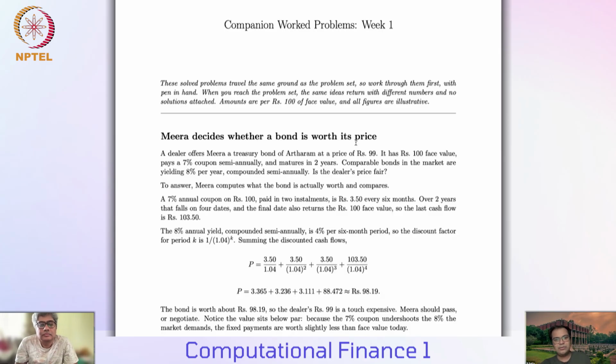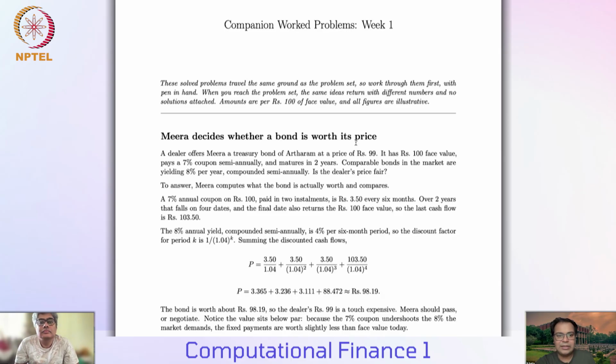Let's imagine that we have Mira, who is in a place called Artharam. It's a place that we have made up. There is a treasury bond of Artharam that is being offered to Mira at a price of rupees 99. So, what are the features of the bond? It has 100 rupees face value, pays a 7% coupon semi-annually, and matures in 2 years.